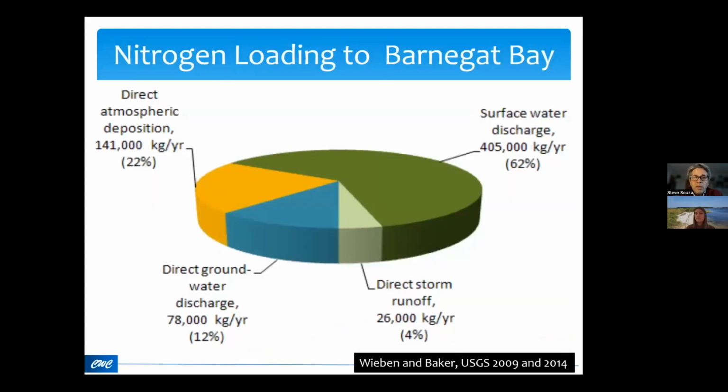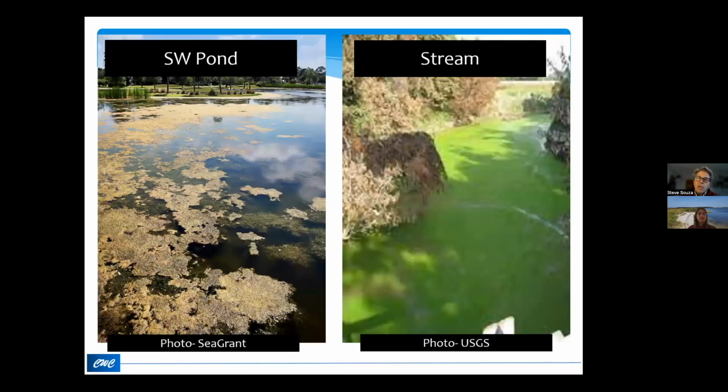So we all know that Barnegat Bay is subject to eutrophication because of the influx of nitrogen. And although some of that nitrogen enters from atmospheric deposition or from groundwater, which is somewhat difficult to manage, we can do a pretty good job at addressing the nitrogen that's entering the bay from stormwater runoff or surface water discharges.